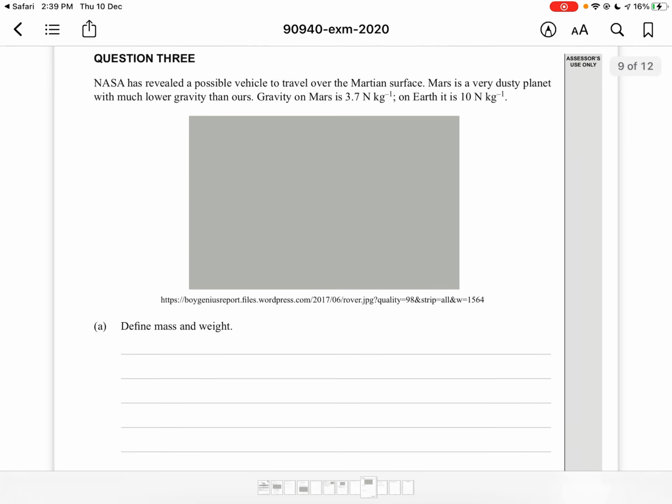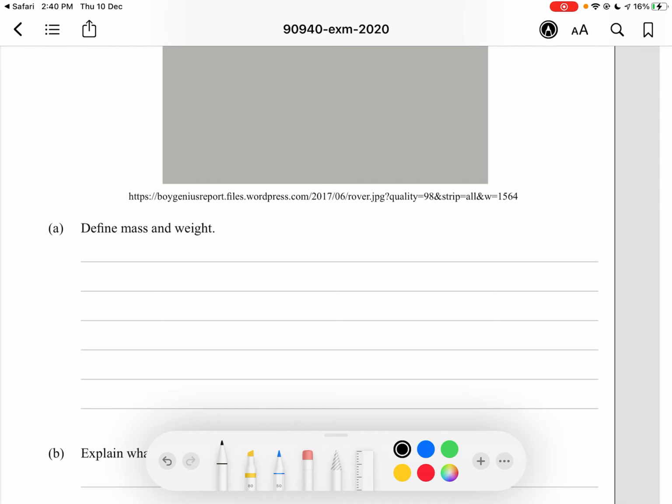So, question 3. NASA has revealed a possible vehicle to travel over the Martian surface. Mars is a very dusty planet with a much lower gravitational field strength. The gravitational field strength on Mars is 3.7 units per kilogram. On Earth, it is 10 units per kilogram. Define mass and weight. Basically the differences.